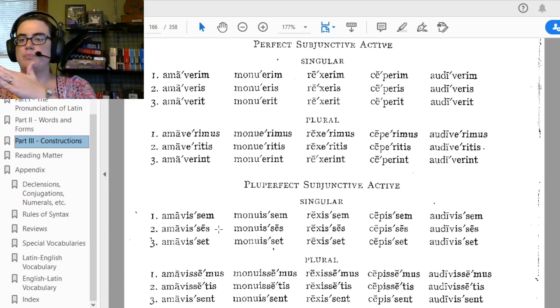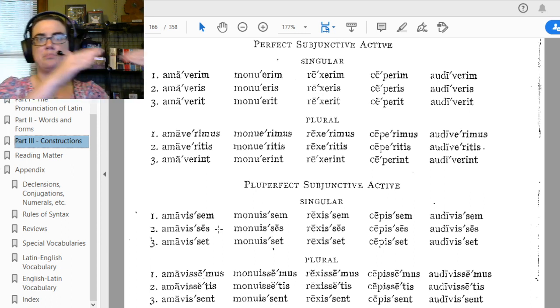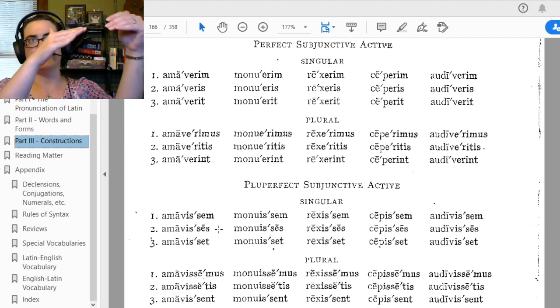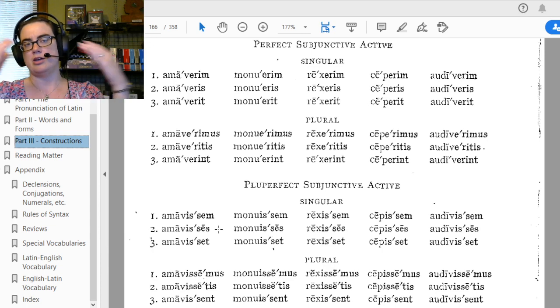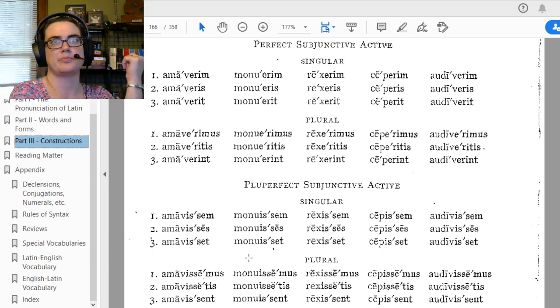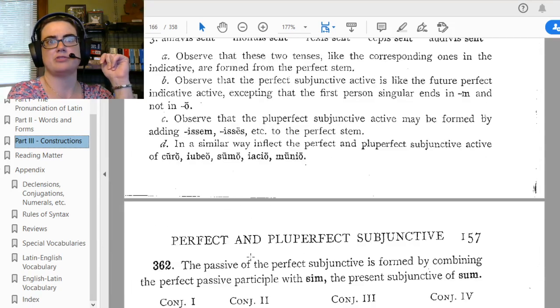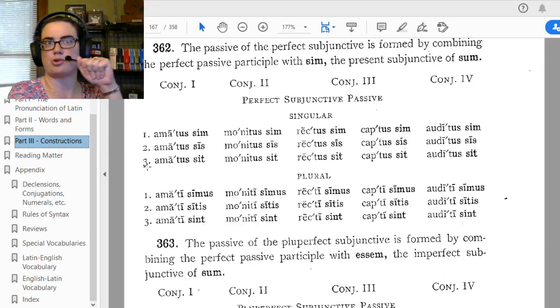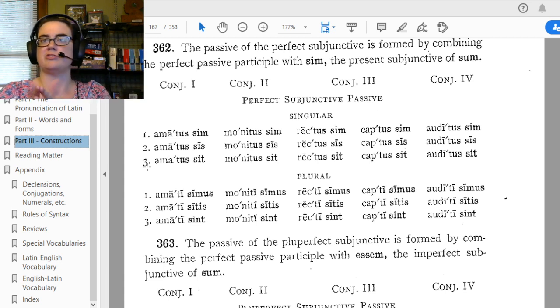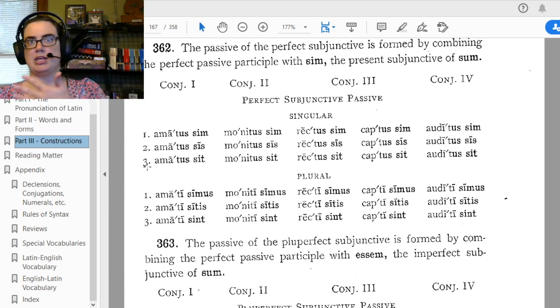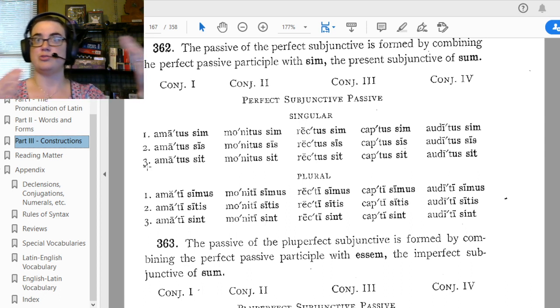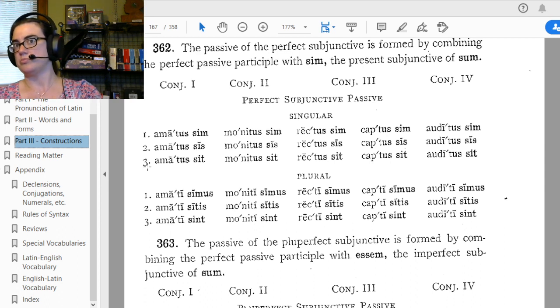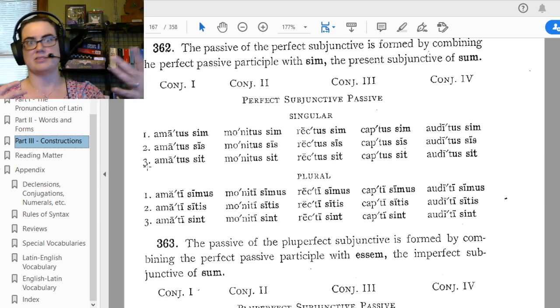So much like the imperfect subjunctive is formed from the present infinitive, the pluperfect subjunctive is formed from the perfect infinitive. It's a very similar model. For perfect subjunctive passive, you take that fourth principal part and then you use the present subjunctive of to be. In the perfect indicative passive, you use the present indicative of to be. Now you use the present subjunctive of to be. Makes sense. Sim, sis, sit, simus, sitis, sint.